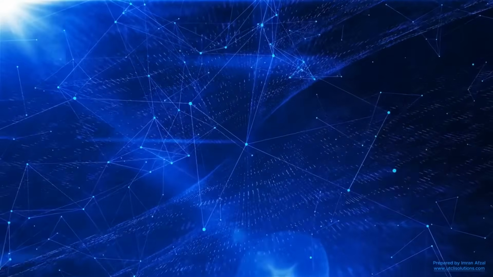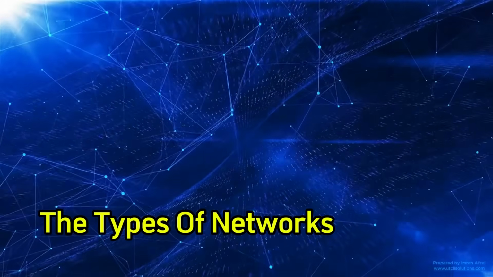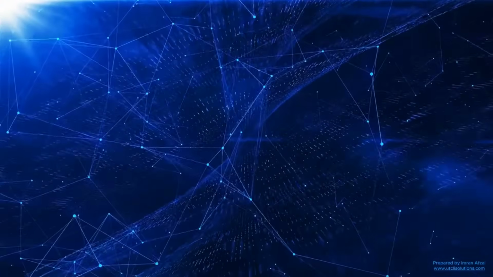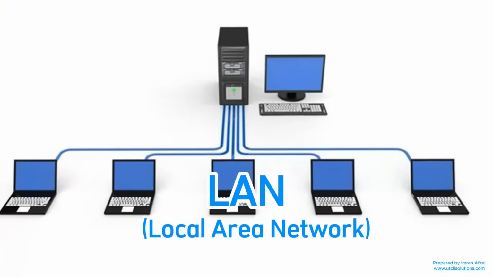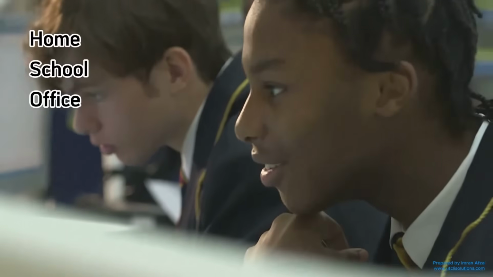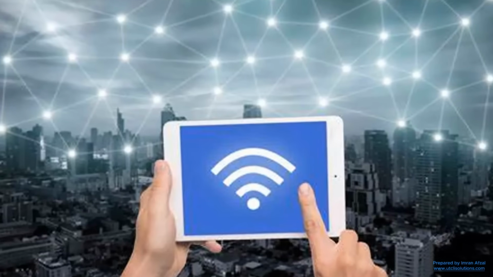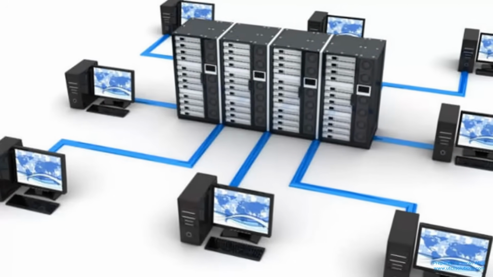Now let's learn about the types of networks. There are several types of computer networks, but let's talk about the most common ones in simple words. The first one is LAN or local area network. This type of network connects devices in a small area, like in your home, school, or office. If you have Wi-Fi at home, your computer, phone, and tablet are probably part of a LAN. They are all connected to the same router.